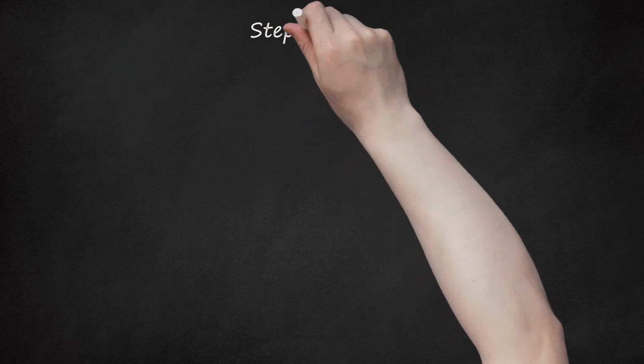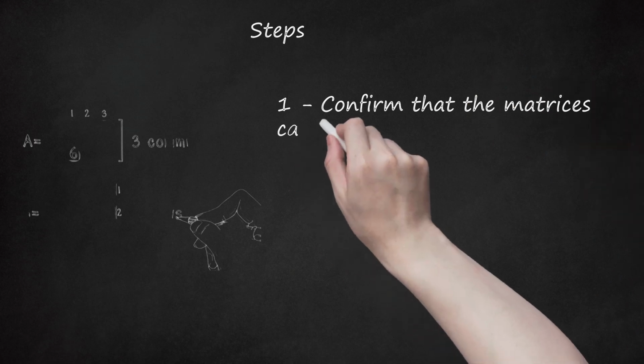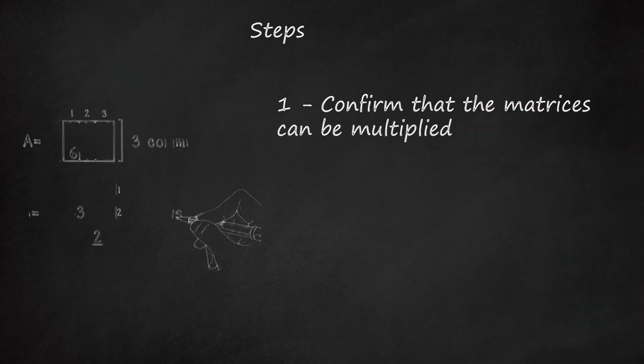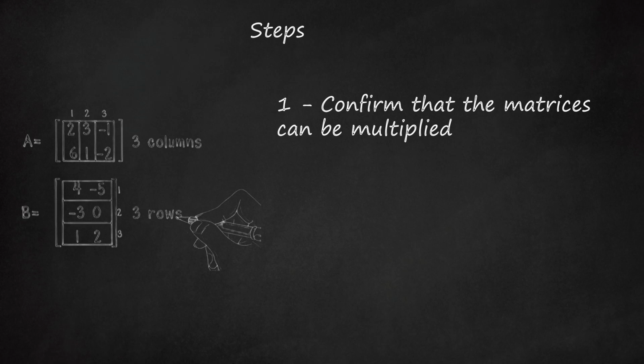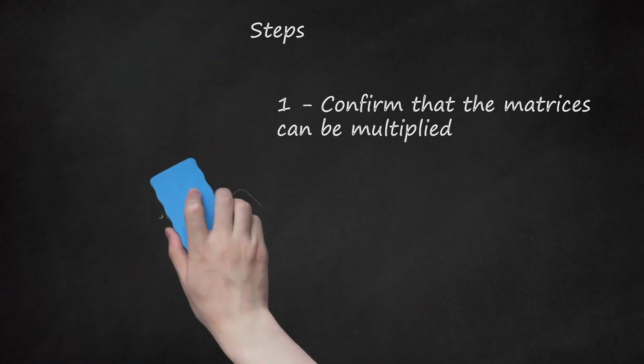Steps. 1. Confirm that the matrices can be multiplied. You can only multiply matrices if the number of columns of the first matrix is equal to the number of rows in the second matrix. These matrices can be multiplied because the first matrix, matrix A, has 3 columns, while the second matrix, matrix B, has 3 rows.